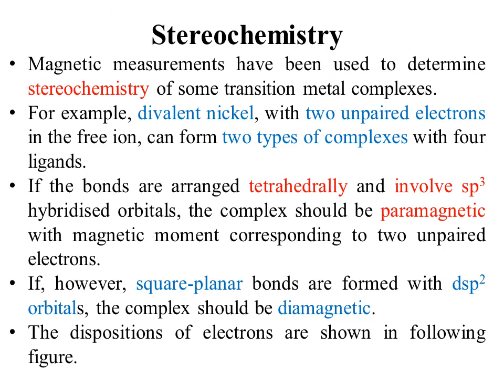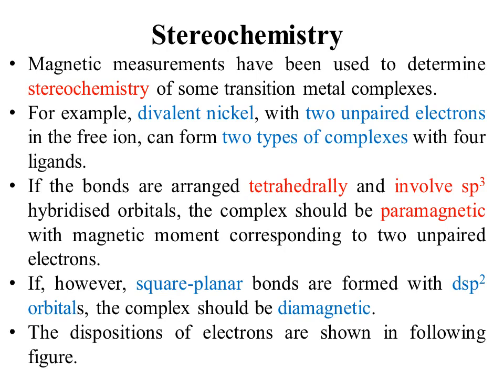Now we shall come across the second application of magnetic moment, that is stereochemistry. Magnetic moment measurements have been used to determine the stereochemistry of some transition metal complexes. For example, divalent nickel with two unpaired electrons in the free state can form two types of complexes with four ligands. If the bonds are arranged tetrahedrally and involve sp3 orbitals, the complex should be paramagnetic in nature with a magnetic moment corresponding to two unpaired electrons.